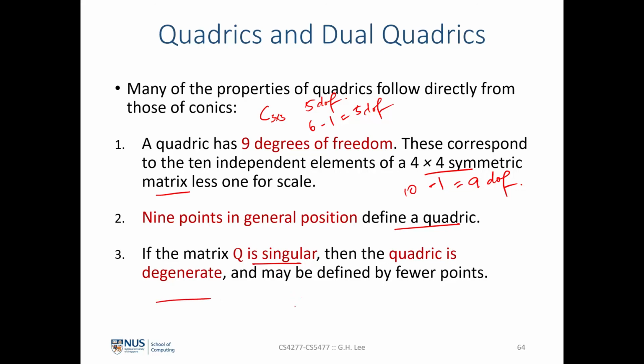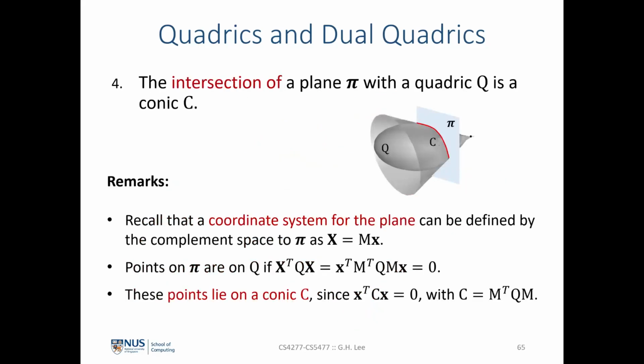We saw that if the conic is degenerate, that means the rank of C is less than 3, then it could be defined by a repeated line or two lines that lie on the inverted cone, and this can be defined by fewer points instead of 5 points. The conic C can be defined by only 2 points or 4 points, and this is the same case here. If Q is singular, then it can be defined by fewer points. And the intersection of a plane pi with a quadric is a conic.